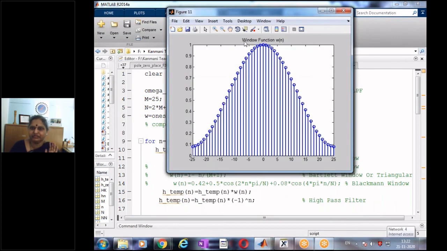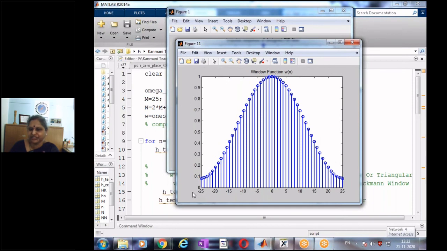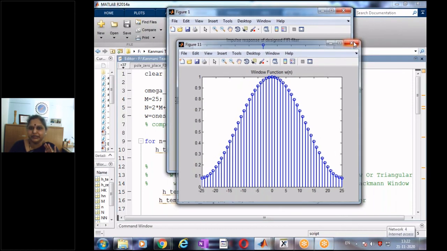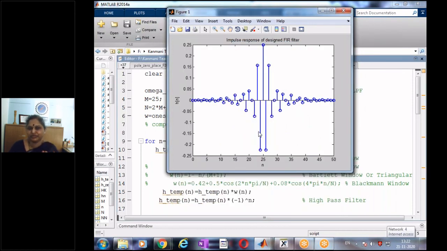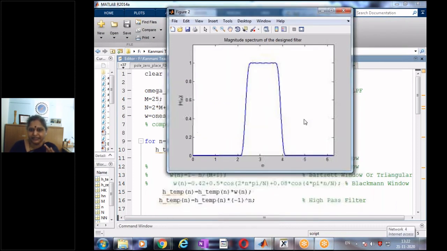This is my window function, the Hamming window function. It doesn't change whether it's a low pass or a high pass filter. And this is my impulse response of the design filter, with alternate terms being positive and negative. And this is my frequency response of the high pass filter.